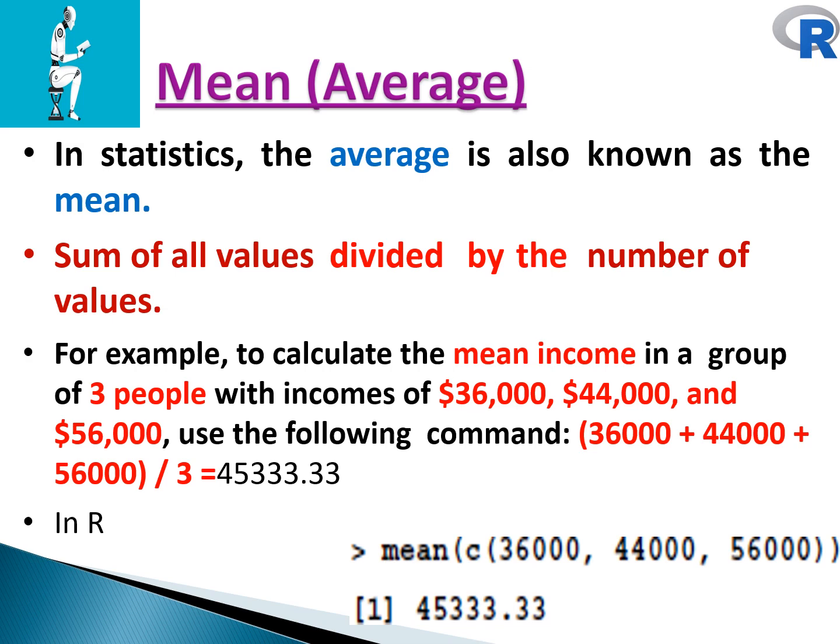45,333.33. To do the corresponding thing in R programming, you give the command mean, then specify the vector c(36000, 44000, 56000). Or you can store this vector in another variable: x equals c(36000, 44000, 56000), then mean of x. We can do it in a single step or in multiple steps.